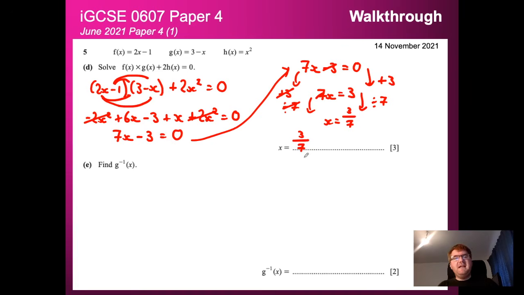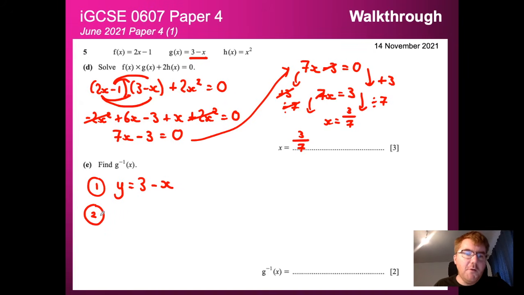And now we've got the classic inverse question here. So we're going to find the inverse of the g function here. We do this in 3 easy steps. Number 1, we set this function equal to y. So y is equal to our g function, 3 minus x. Step 2 is we swap over the x's and y's. So we do x is equal to 3 minus y. And our third, more complicated step is to make y the subject.